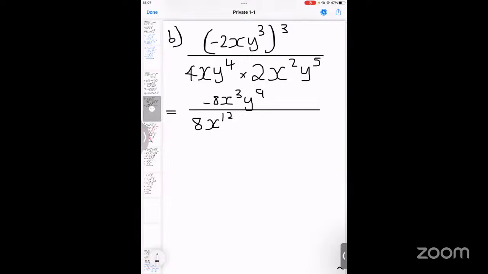Yeah, continue. Yes, we can continue. 8x to the power of 12. Okay, then next. I calculated it, writing negative 8. You see, I completed the sums already, so I just calculated negative 8 divided by 8, x to the power of 3 minus 2, and y 9 minus 12. Then I wrote as my final answer 1x and y to the power of 3.